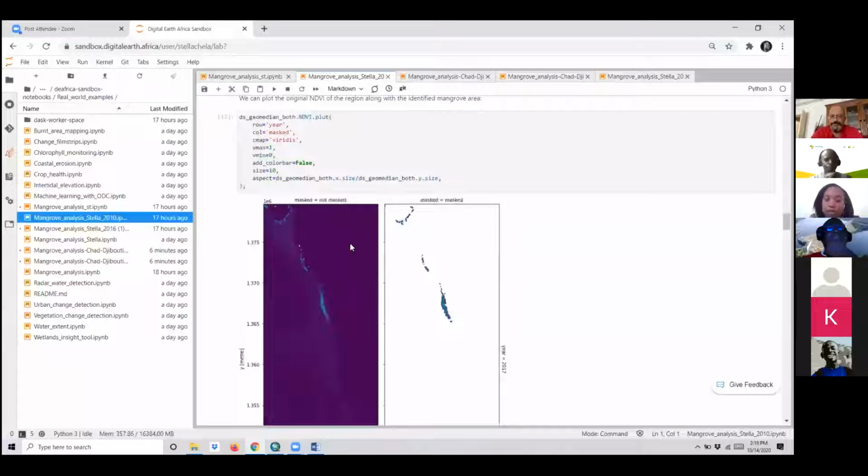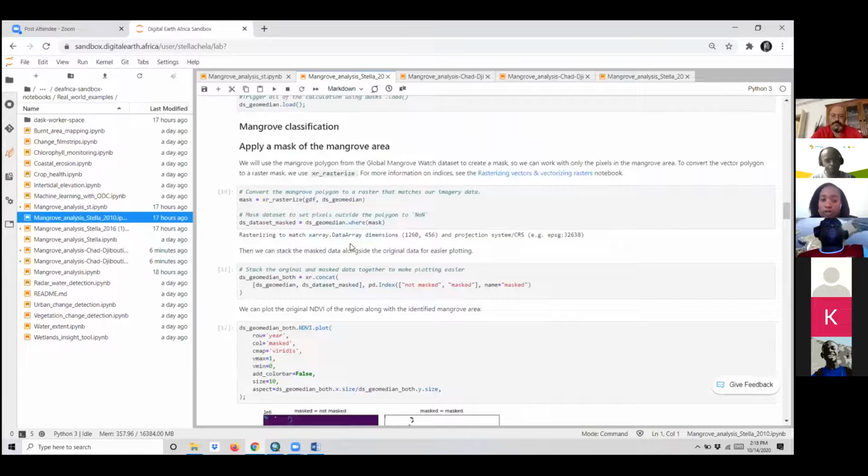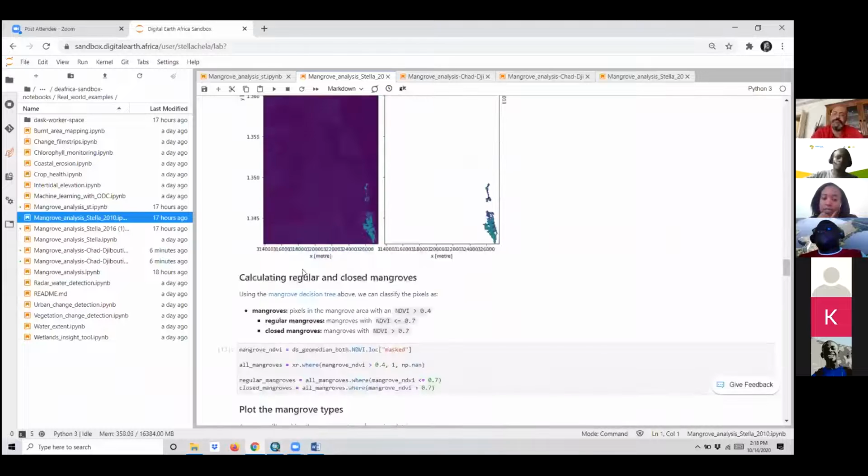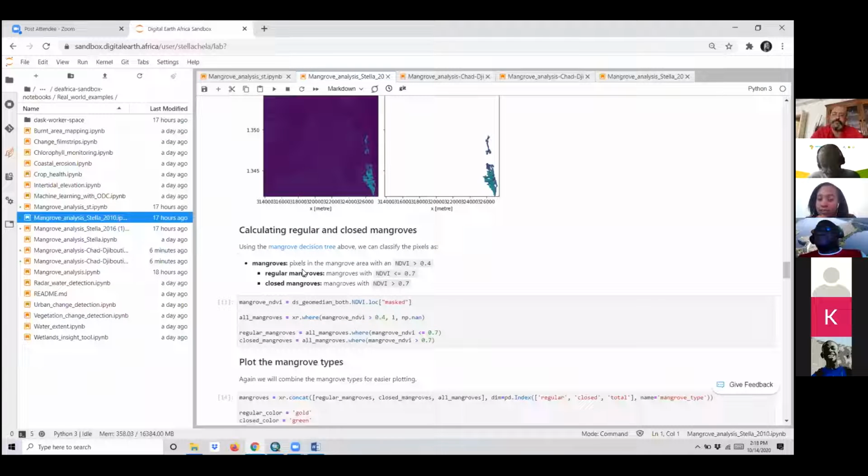One of the things that I liked about using Digital Earth Africa is the masking part, where I used NDVI values. There were research papers that Kenneth provided for me on how we indexed the values. We divided into three. First we identified the pixel values that are actually mangrove pixels, and then we classified them as either open or closed mangrove pixels. The regular ones were those less than or equal to 0.7, and the closed ones were above 0.7.